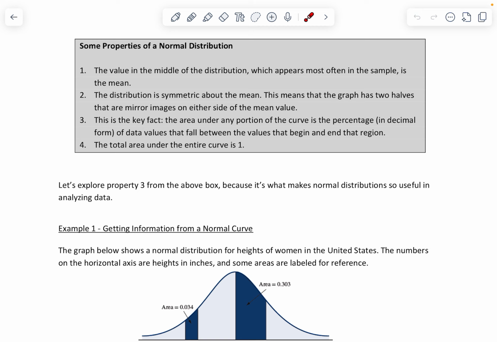Three, this is the key fact: the area under any portion of the curve is the percentage, in decimal form, of data values that fall between the values that begin and end that region. And then four, the total area under the entire curve is 1. Let's explore property 3 from the above box, because it's really what makes normal distributions so useful in analyzing data.